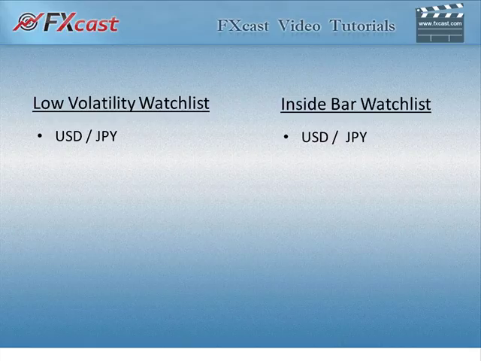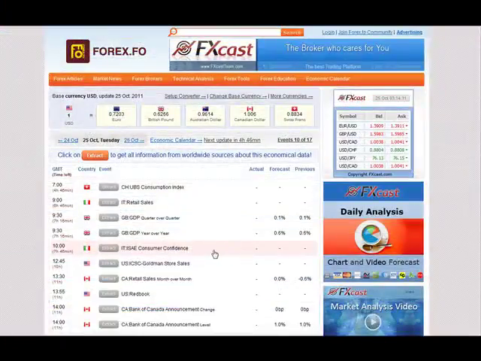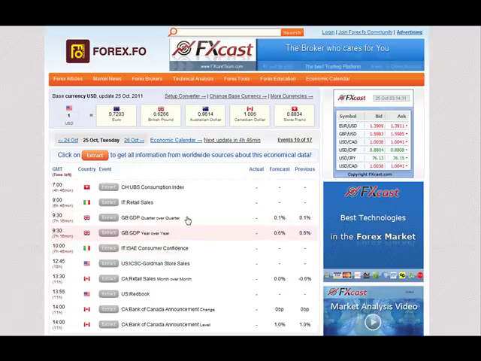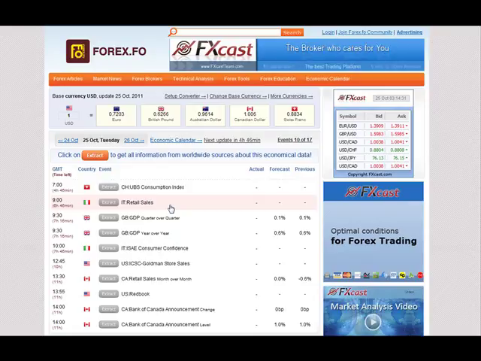Let's go to the economic calendar. As we come to our economic calendar, we see a couple things that certainly catch your eyes. GDP for the pound, retail sales for Italy, and then we also have consumer confidence for Italy. And down a little bit lower, we have the Bank of Canada rate announcement that could also move the market.